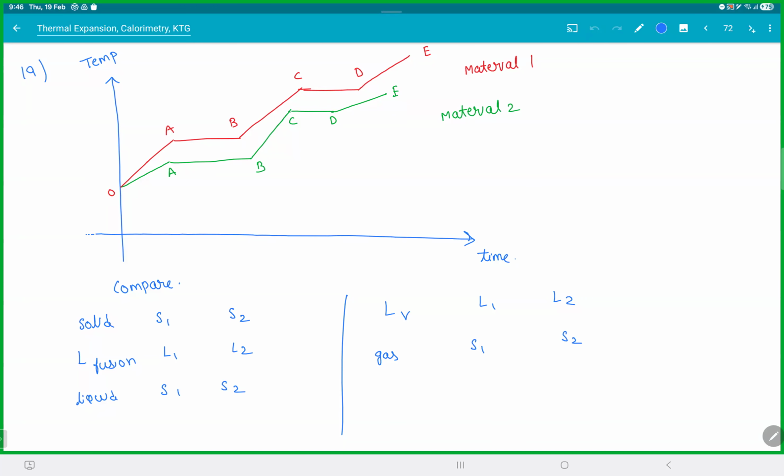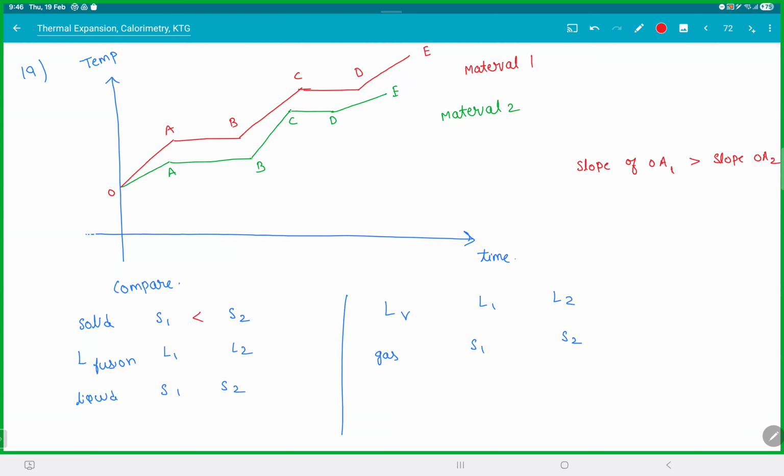Let's see. So how do you compare this? Remember, you can clearly see the slope of OA1 is greater than slope of OA2. So if your slope is more, then your specific heat capacity is less. So S2 is less than S1.